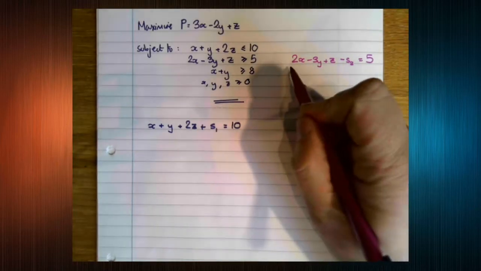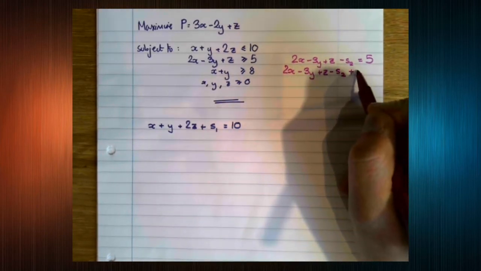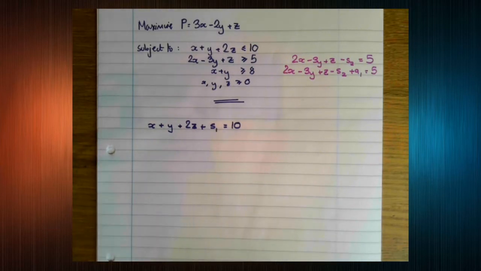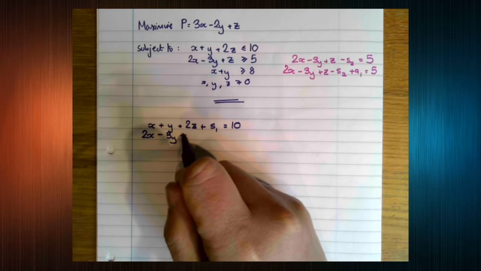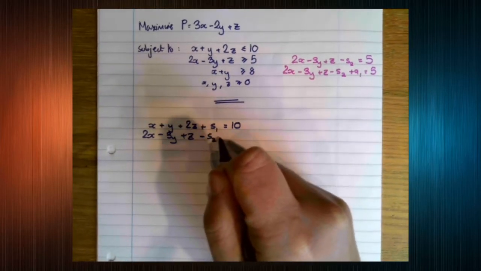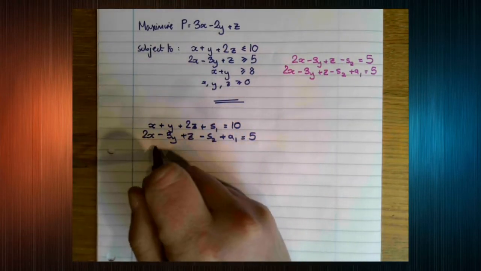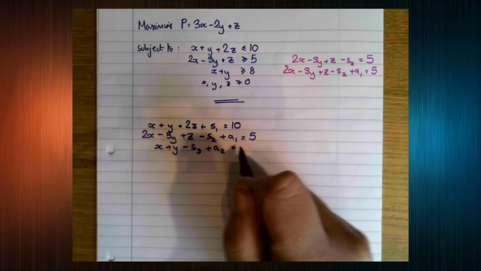This one we're going to add on, so we're going to get 2x minus 3y plus z minus s2 plus a1 equals 5. The a1 is known as an artificial variable, and that's how we deal with these greater than or equal to's initially. So let's continue with the main question itself. So we've already got this second one, so 2x minus 3y plus z minus s2 plus a1 equals 5. The next one we need to do the same thing, so we get x plus y minus s3 plus a2 equals 8.